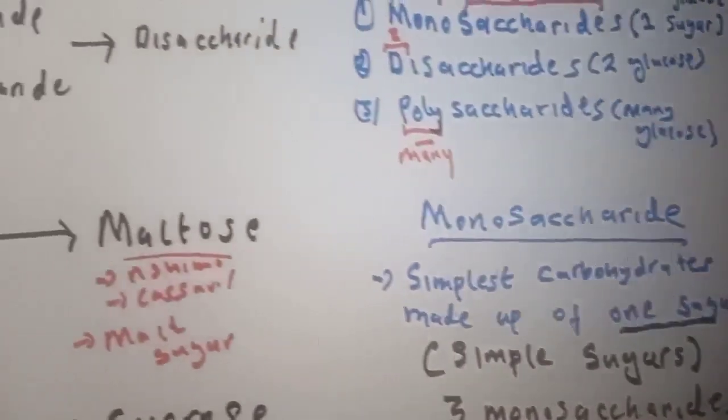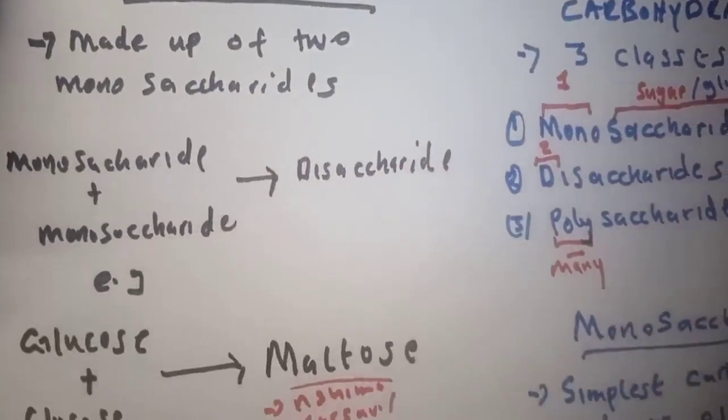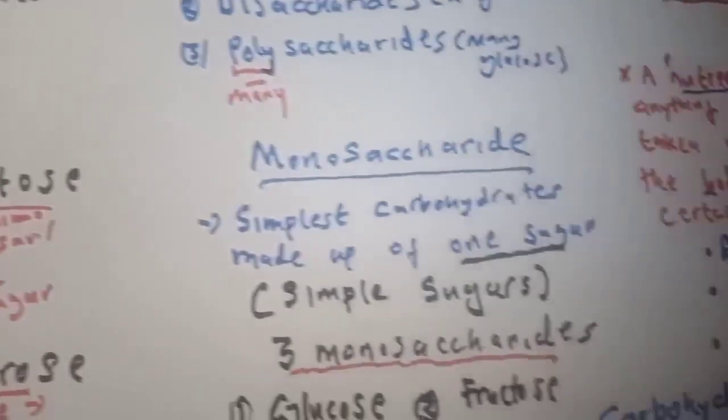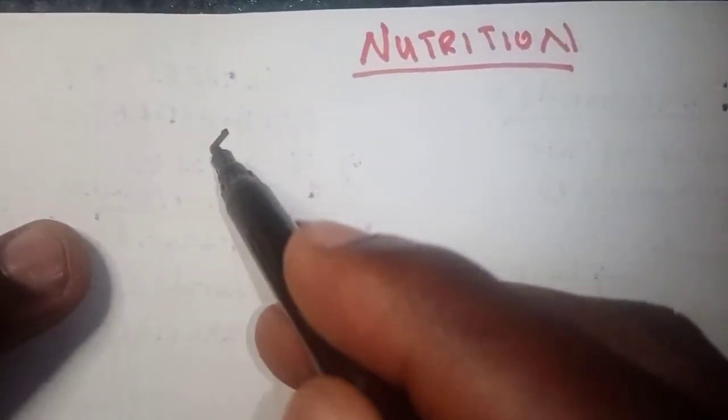So the last thing I remember we did was disaccharides. We said they're made up of two monosaccharides. Okay, now today, let's look at the other part of nutrition, still under carbohydrates. We looked at three classes of carbohydrates. We said these are monosaccharides, disaccharides, as well as polysaccharides, okay? So we will start our video on polysaccharides.